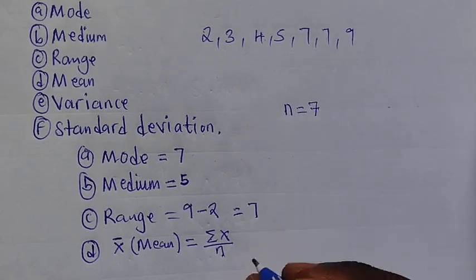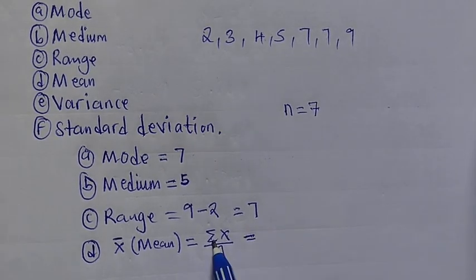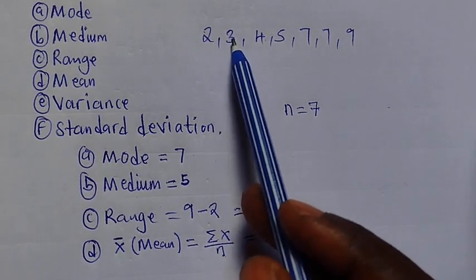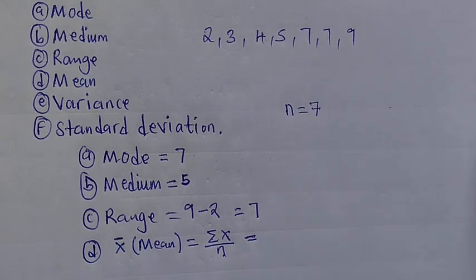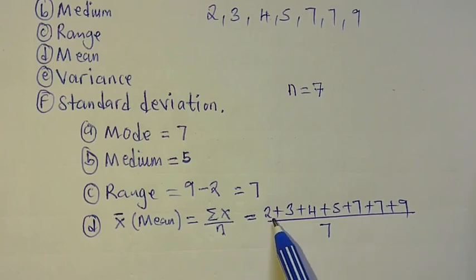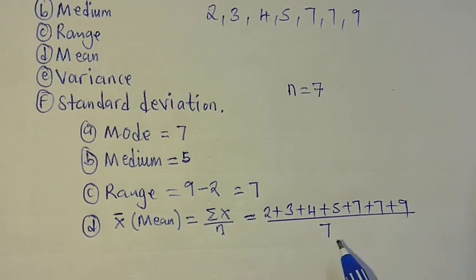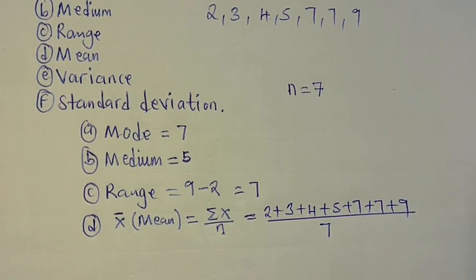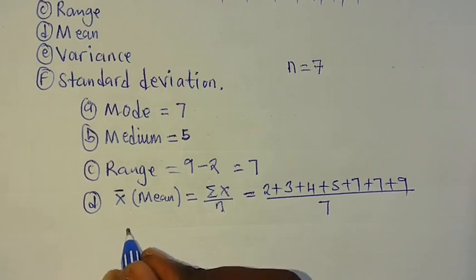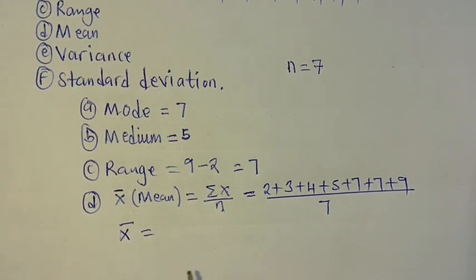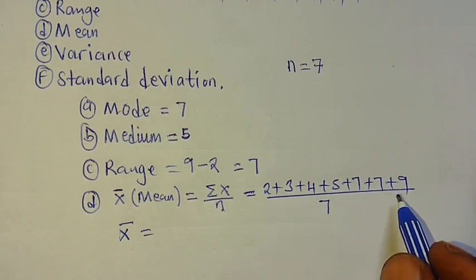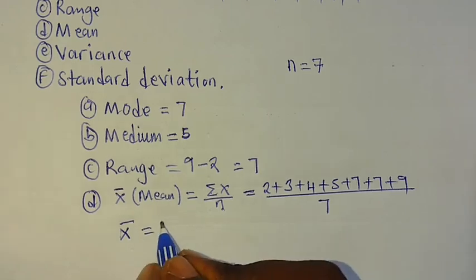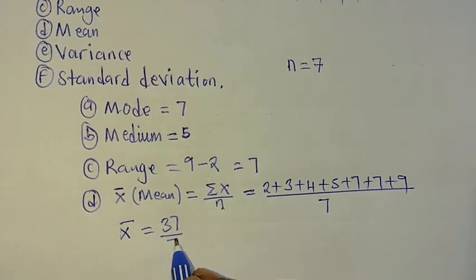So we are going to write. This summation means we need to add 2 plus 3 plus 4 plus 5 plus 7 plus 7 plus 9. We add these data values, then we divide by 7. So from here, what will be our mean? Mean is equal to, when we add 2 plus 3 plus 4 plus 5 plus 7 plus 7 plus 9, it's going to give us 37 divided by 7.